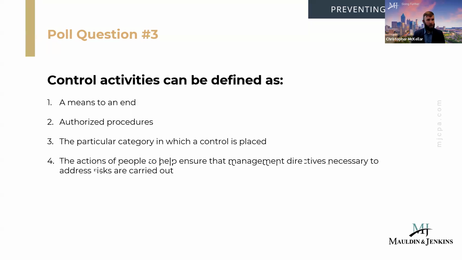Right, so poll question number 3: control activities can be defined as a means to an end, authorized procedures, the particular category in which a control is placed, the actions of people to help ensure that management directives necessary to address risk are carried out. We'll give everybody a few more seconds to answer this.